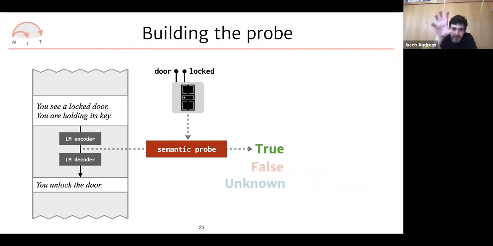We want to look specifically at the fact that the door is locked and see if we can extract the truth or falsehood of the statement the door is locked from the representations being computed in this model, using what we're going to call a probe. So something that's going to reach into the guts of this model and try to figure out, given a proposition like the door is locked, whether that is true, whether that is definitely false, given all the information that we know in our current information state, or whether the truth or falsity of this proposition is unknown.